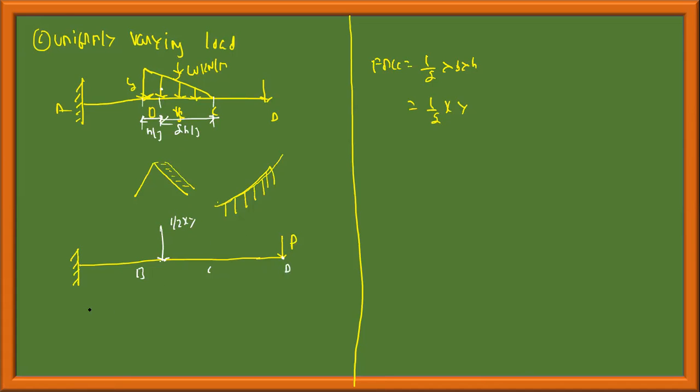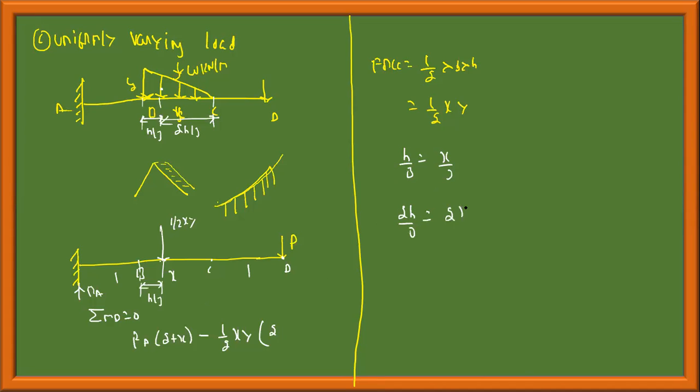If I want the moment about point D, summation of moment about point D: RA, and this distance I've taken as X, say some 1, then you can take RA into 2 plus X. This is a clockwise moment, minus half into magnitude of load into the perpendicular distance. This is point B, this is H by 3, and the remaining distance is 2H by 3. H by 3 is equal to X by 3. That is, 2H by 3 is 2 times X by 3.